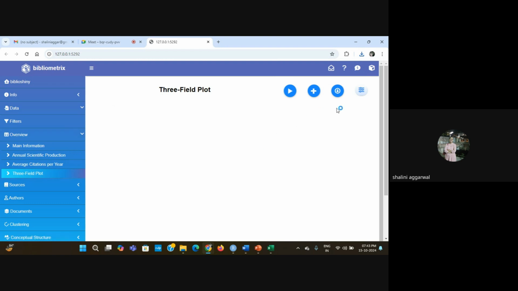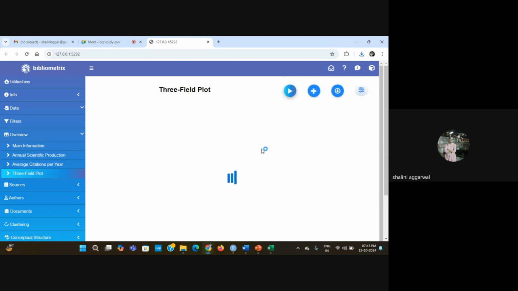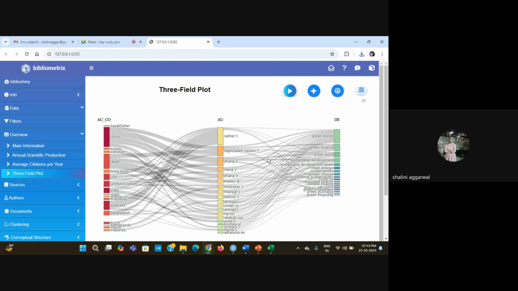This is another very, very important one. Over here there are 3 lines. So what do you want in the 3-field plot? Let me do it for author, country, and keywords. Click onto this play sign. A very cute diagram will come for this. Look at this. So what is this diagram telling you? This is a 3-field plot. First, this left side is talking about the author's country.